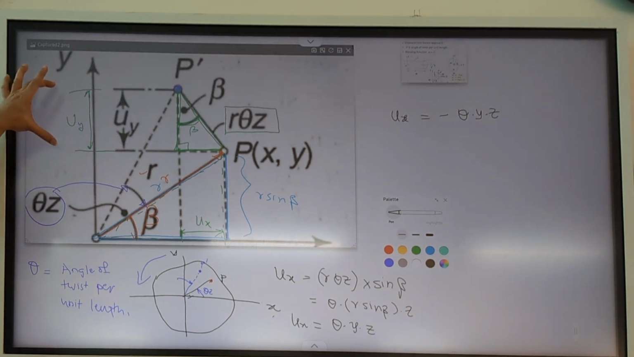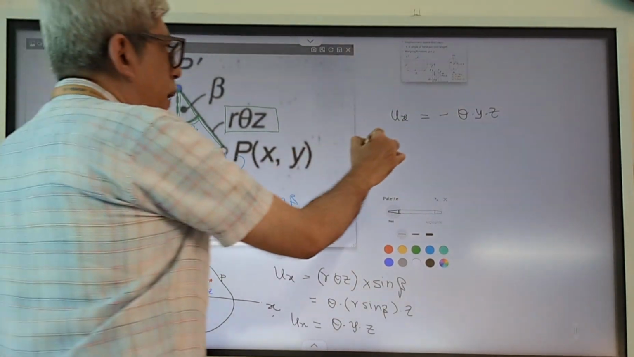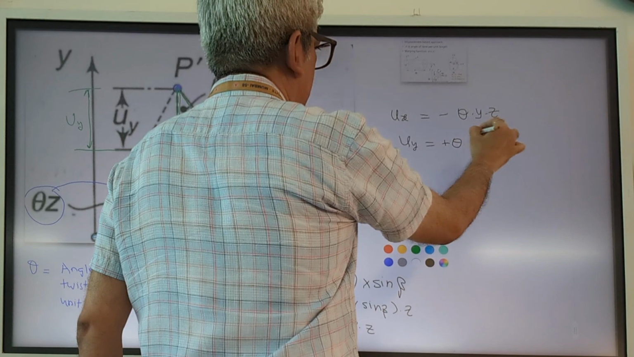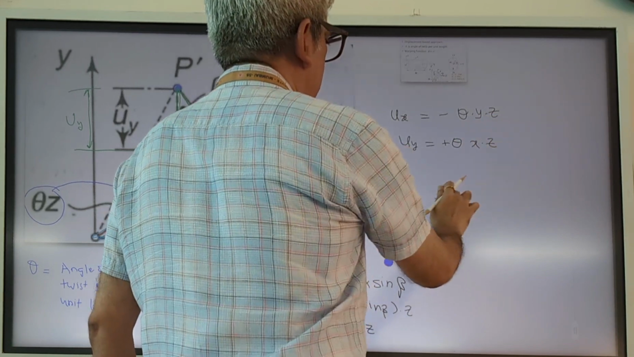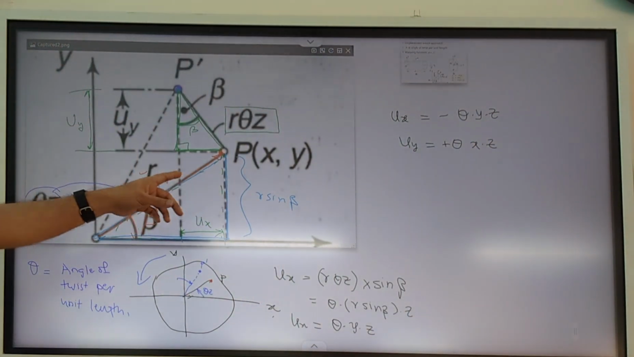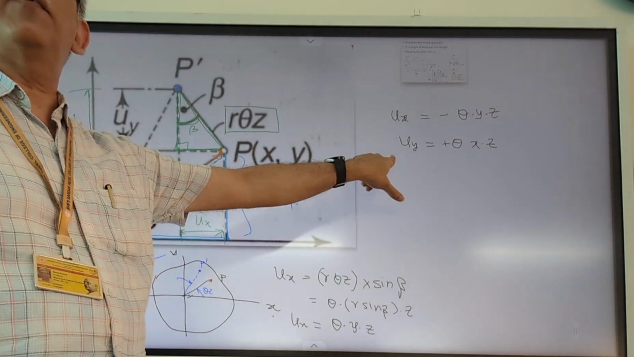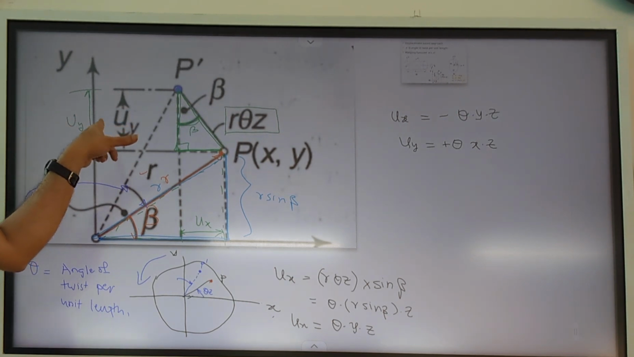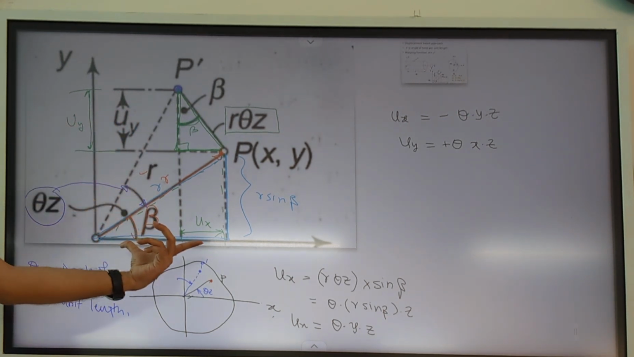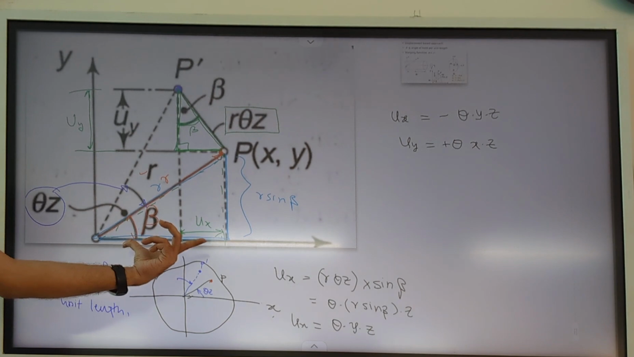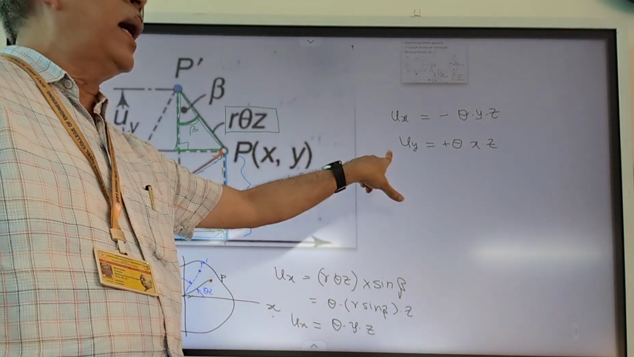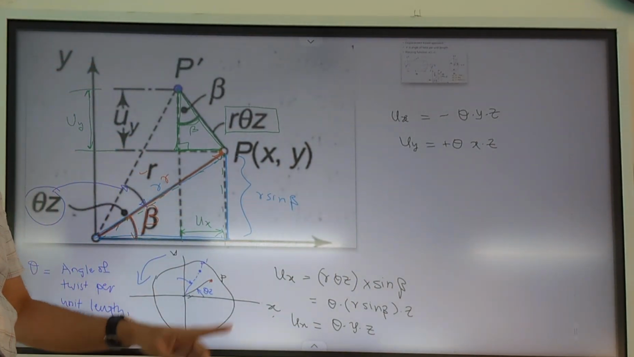Similarly, we can calculate uy by using the same technique, and you will get uy equal to plus theta x multiplied by z. So that is the second equation you will get. By the same logic, you will get r theta z into cos beta, and r into cos beta is nothing but the x coordinate of the point. So ux and uy are defined as given here.